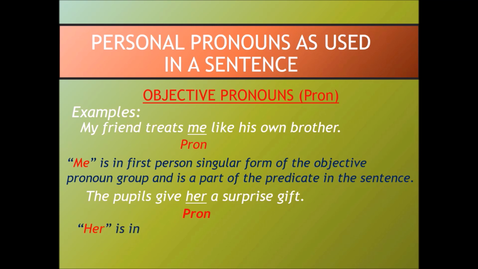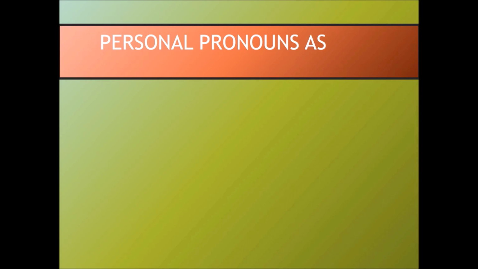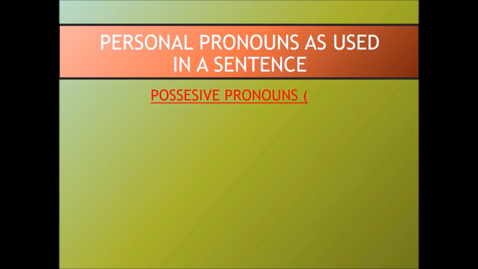Her is in third person singular form of the objective pronoun group and is a part of the predicate in the sentence. Now for the last group of personal pronouns, we have the possessive pronouns. Examples: this food are all yours. Yours there is a possessive pronoun.